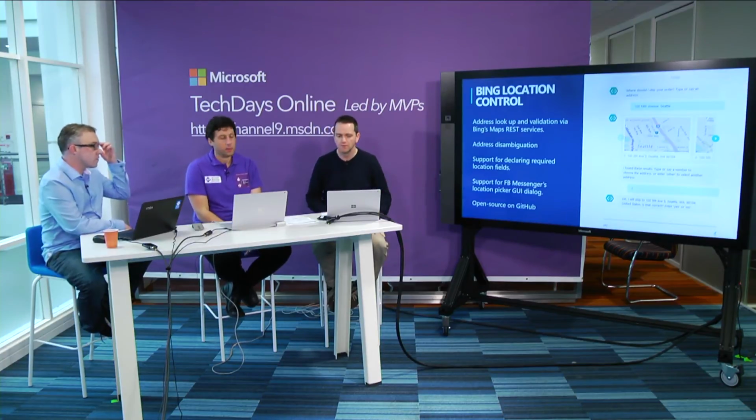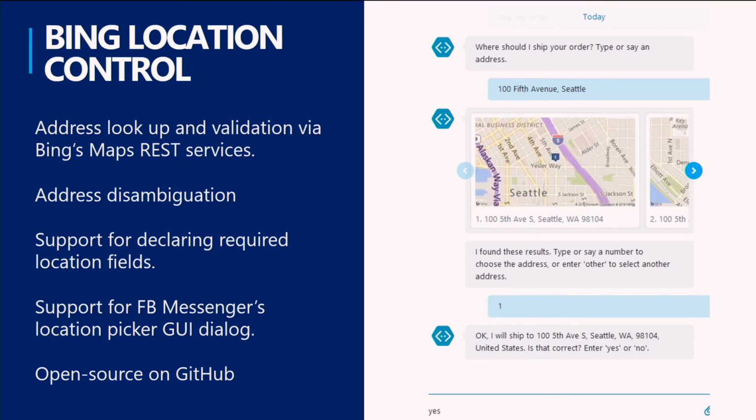Yes, totally. This is a really common request: asking a user for their location within a bot. Prior to having this control, we would have to ask for that location, and if we wanted to do any validation or provide any confirmations, we'd again have to roll our own. But the great thing is this is available out there on NuGet. It's open source in GitHub. The team are really responsive, so any feedback you've got, just visit the GitHub and start talking to them.